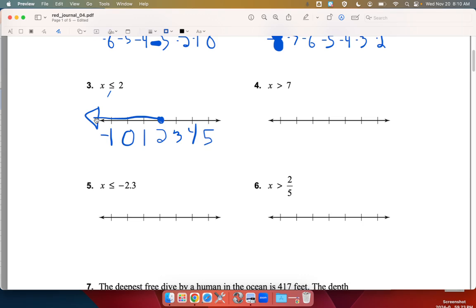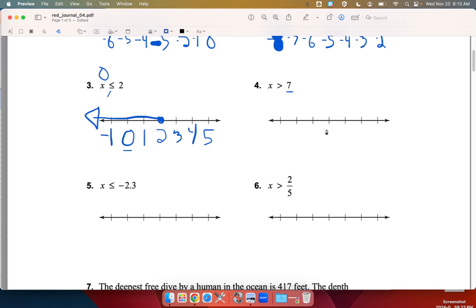I think we shade to the left, Mr. Walls. Then pick a number. I like 0. I plug it on in here. Is 0 less than 2? Yes, it is. So I was correct. We shade that direction. Again, when we talk about graphing, we go here, graph that guy.